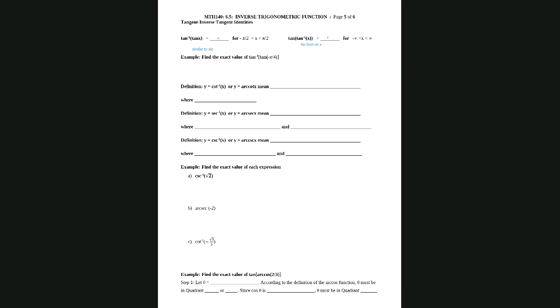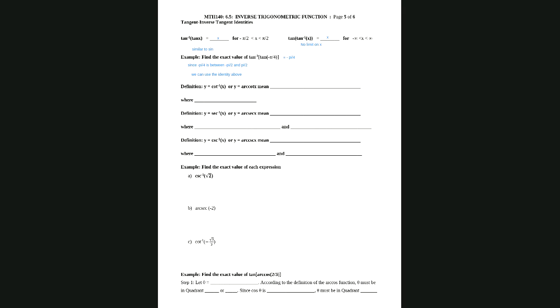Okay, so next we're going to take a look at finding the inverse tangent of the tangent of negative pi over 4. And we're lucky here, since negative pi over 4 is between negative pi over 2 and pi over 2, we can use the identity. And so this is just equal to negative pi over 4.